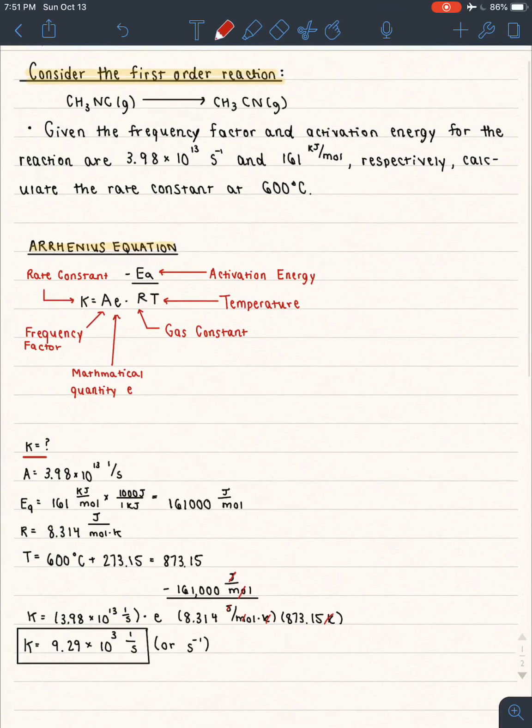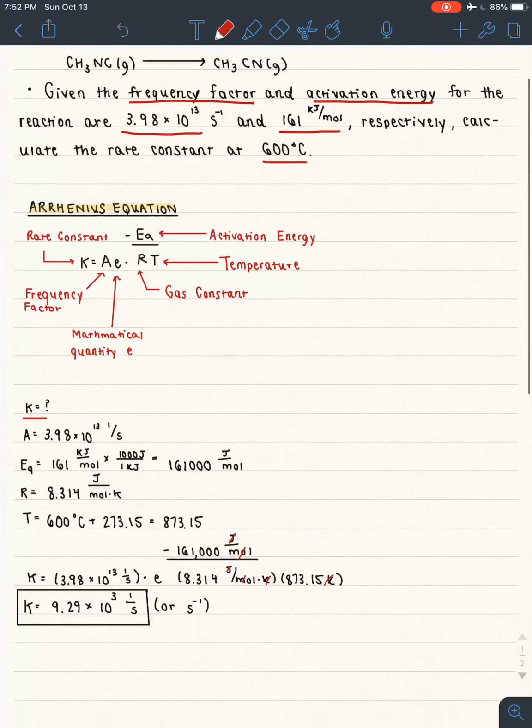Now let's look back at the information we're given and see what we have and how we can plug that in. We're told the frequency factor, which corresponds to 3.98 times 10 to the 13 seconds to the power of -1, and 161 kilojoules per mole, which corresponds to the activation energy. And we're given a final piece of information that the temperature is 600 degrees Celsius. Now let's see if that's enough information to solve our problem.